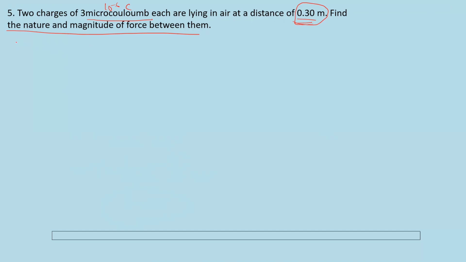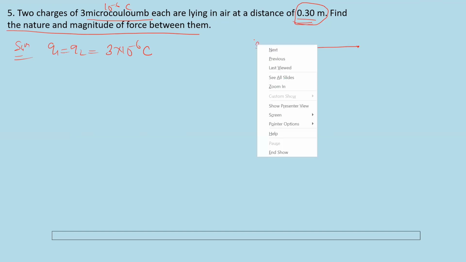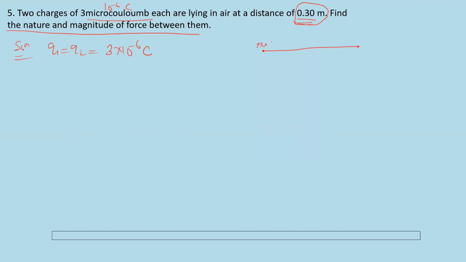So we will just use Coulomb's law, right? What is given to us here? It is given Q1 equals Q2, that is 3 into 10 to the power minus 6 coulomb, converting microcoulomb into coulomb. This charge is Q1, this charge is Q2. And they are lying in air. That means the medium is air. The separation, that is the distance between the two charged bodies, is 0.30 meter. That means this R is 0.30.